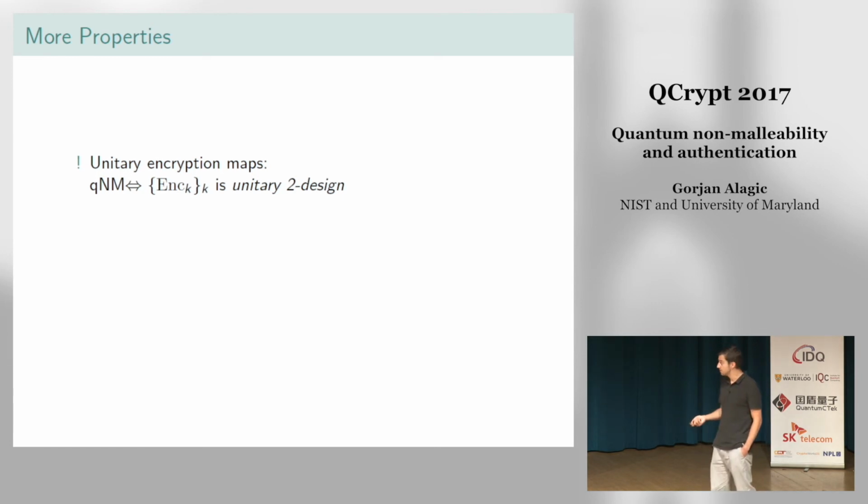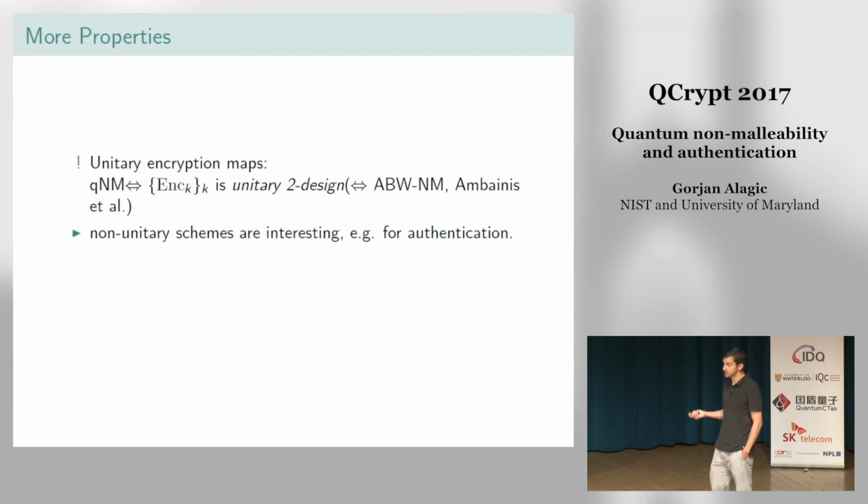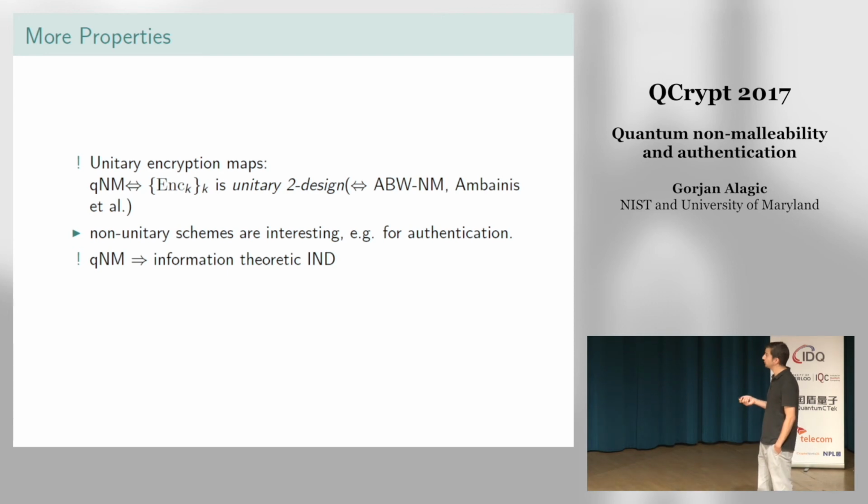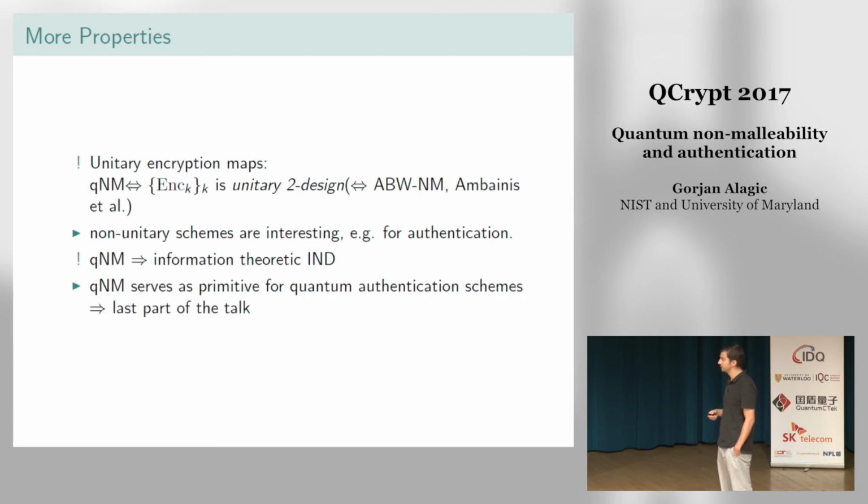Our notion is achievable with unitary 2-designs. So for example, if you want to implement this scheme, your key could be of length, let's say, n squared, and then you could use these bits to generate a uniformly random Clifford circuit, and that would do the trick. In the case of actual unitary encryption maps, our notion is equivalent to the previous one. But of course, non-unitary schemes are very interesting because they allow for things like authentication. And as I said before, we also were able to prove that non-malleability implies secrecy.